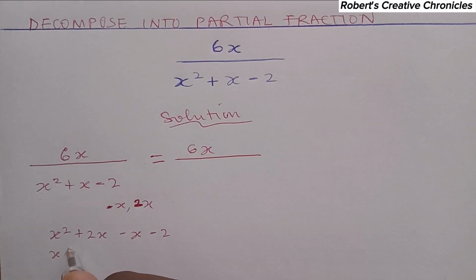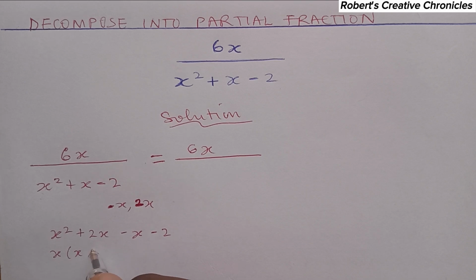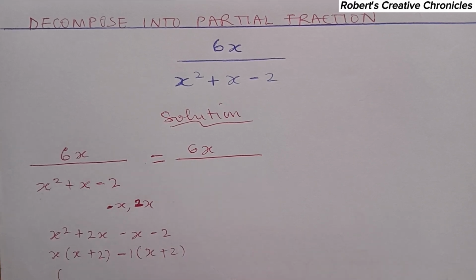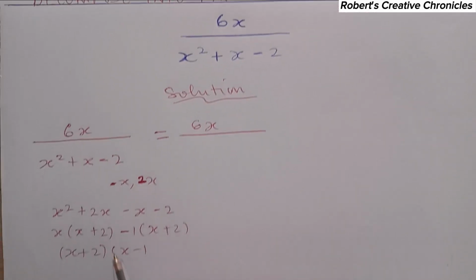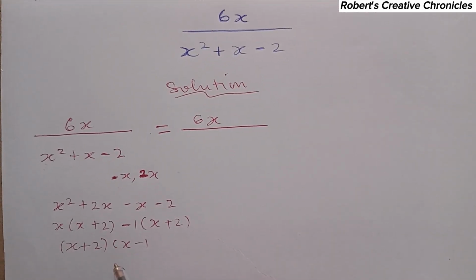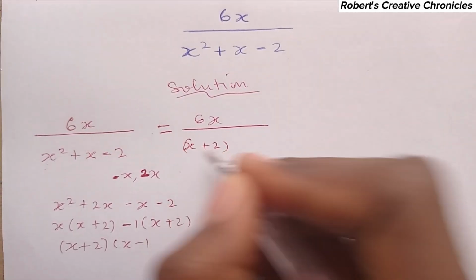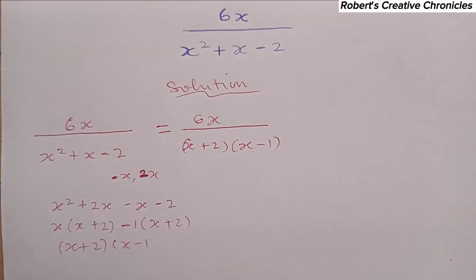So we factorize it. It becomes x plus 2, this minus 1, x plus 2. Then you factorize this with x plus 2, and it becomes x plus 2 times x minus 1. So this will be expressed as x plus 2, x minus 1.